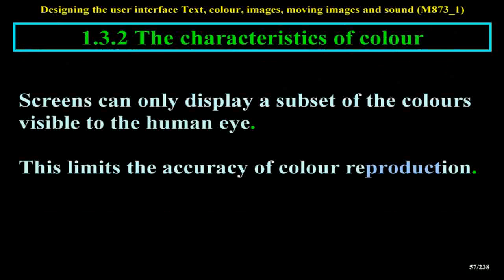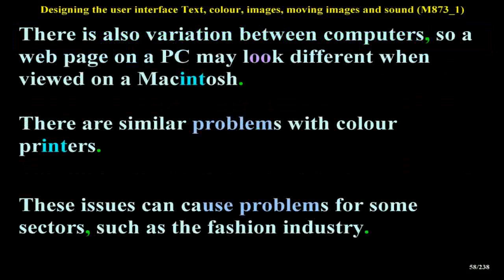1.3.2 The characteristics of color. Screens can only display a subset of the colors visible to the human eye. This limits the accuracy of color reproduction. There is also variation between computers, so a web page on a PC may look different when viewed on a Macintosh. There are similar problems with color printers. These issues can cause problems for some sectors, such as the fashion industry.